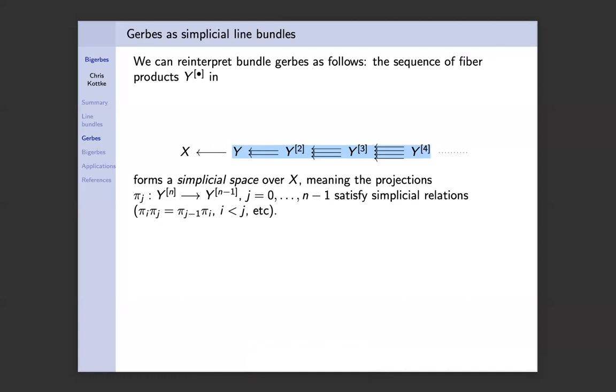There's other data, actually, of the degeneracy maps going the other way, but we're not going to make use of that. And then to say that this is a simplicial space over X just is to say that all of these maps admit a common map to X.